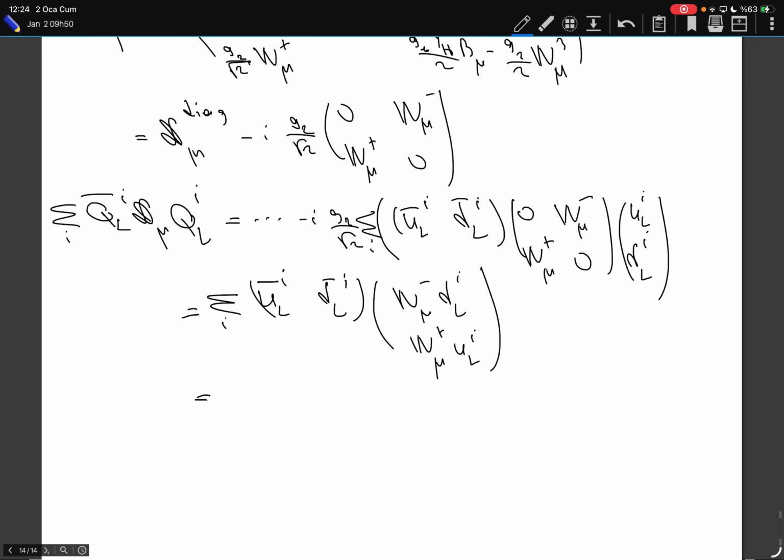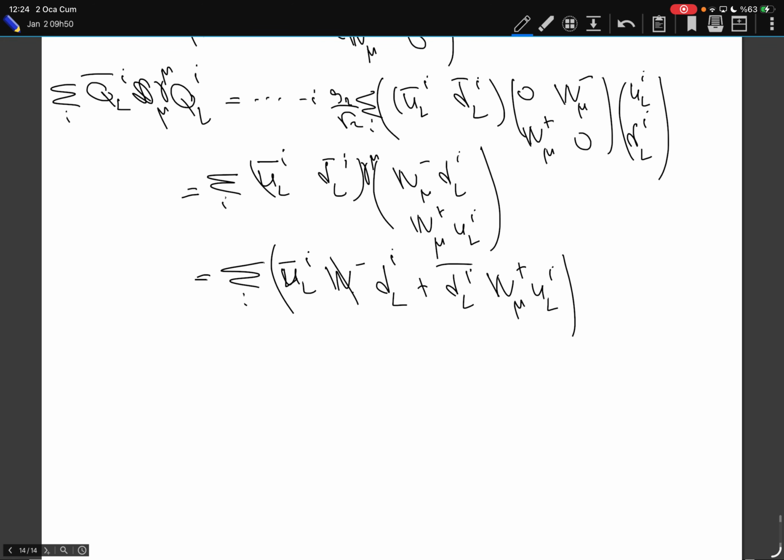So this is equal to, of course there's a gamma mu here, the sum over all i of UL bar i omega minus slash DLi plus DLi bar omega mu plus ULi, which I can also write as capital UL bar omega minus slash capital DL plus capital DL bar omega plus slash capital UL.